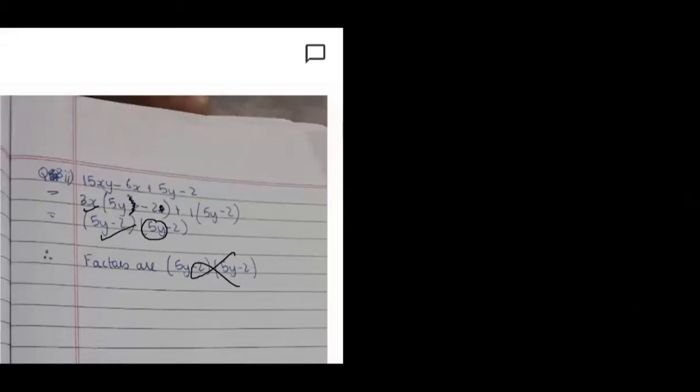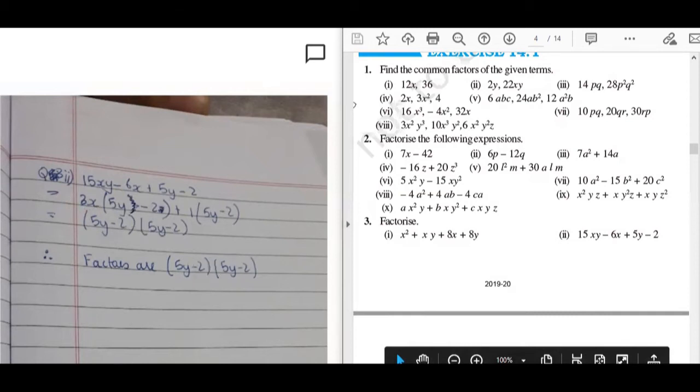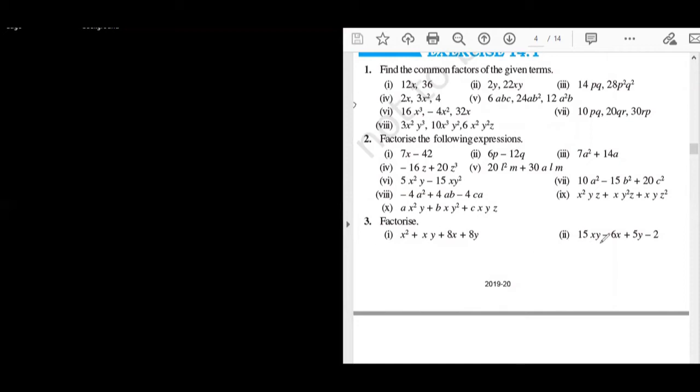I'll do it. Oh, yes, sir. Sorry. One second. Let me do it so that you understand clearly. From first two, you took 3x common, isn't it? So 5y minus 2. From these two, nothing is common. That means 1. 5y minus 2. In both the terms, this is the first term, this is the second term. 5y minus 2 is common.